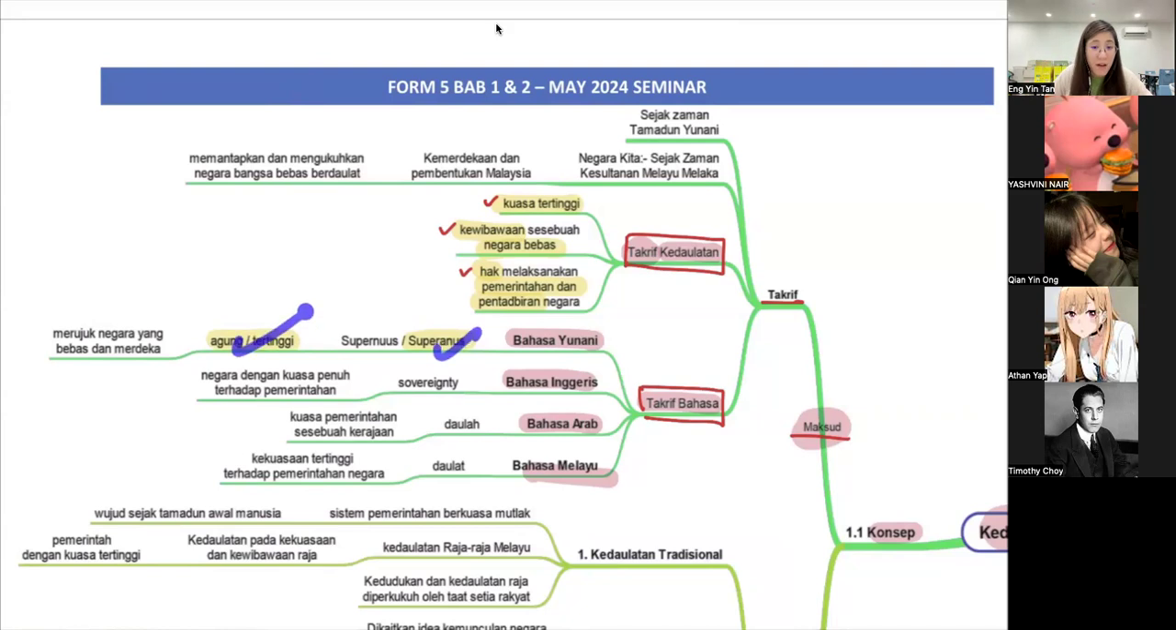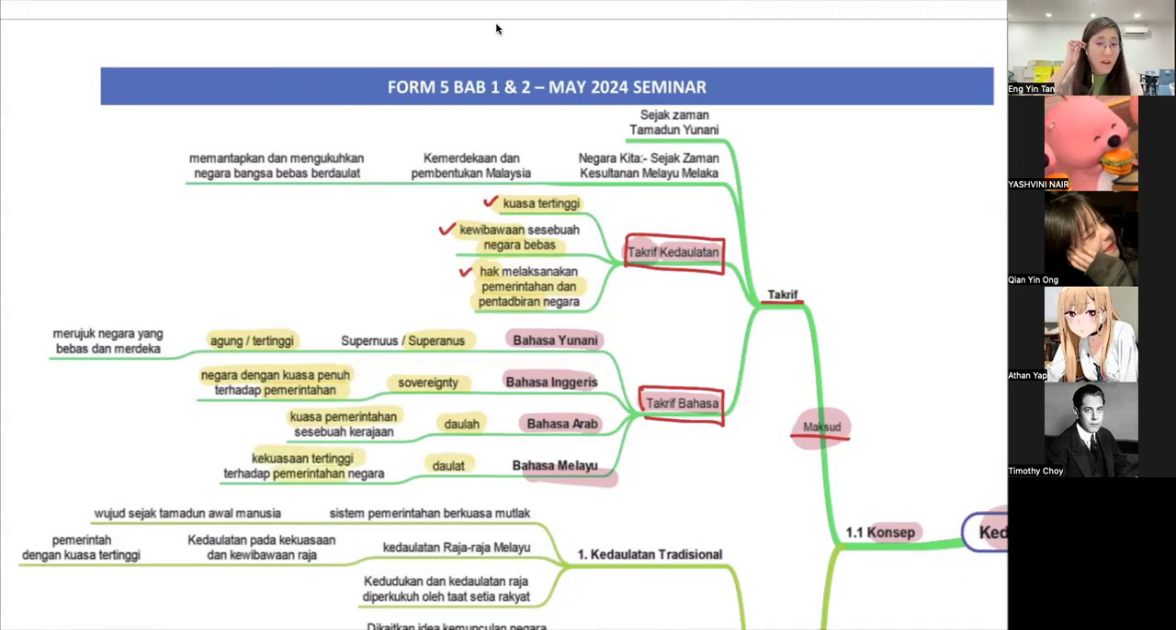Here, 1 mark here. Then the other one here, English, sovereignty. Sovereignty means what? The country has the full power in terms of leadership. Means you can lead the government. Kuasa penuh terhadap pemerintahan. Daulah, Arab. In Arab language, because in BM we call it daulat. So in Arab it's called daulah. Okay, just remember Arab, Islam, Allah. So daulah, kuasa pemerintahan sebuah kerajaan. Sebuah kuasa tertinggi terhadap pemerintahan.